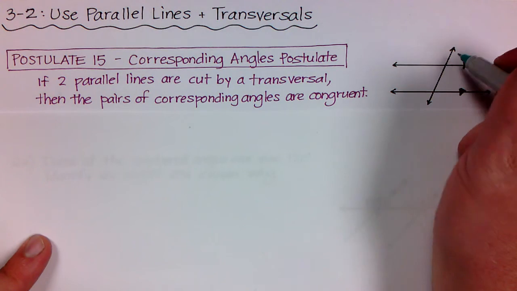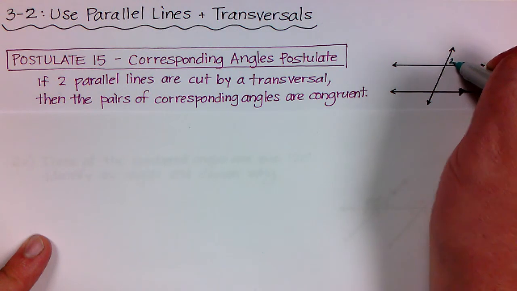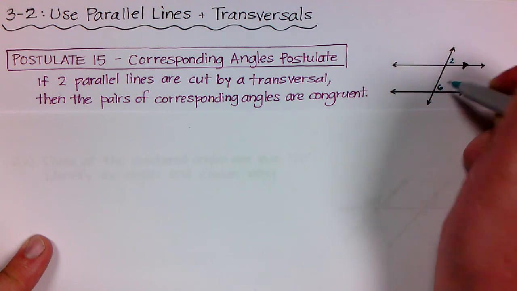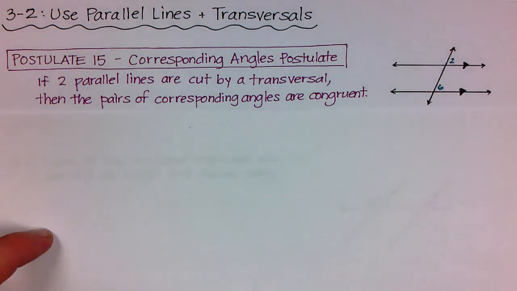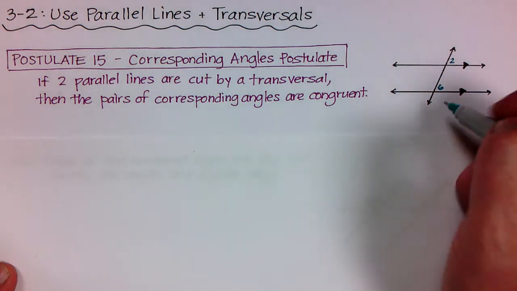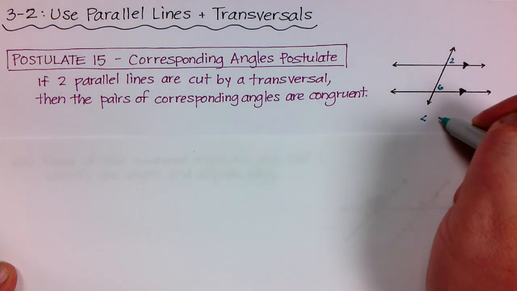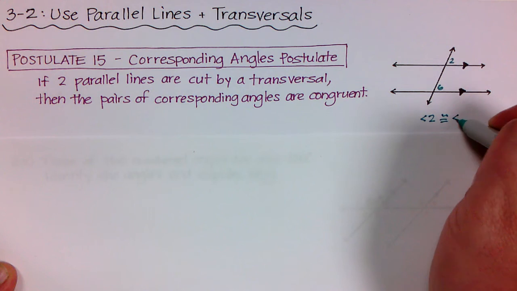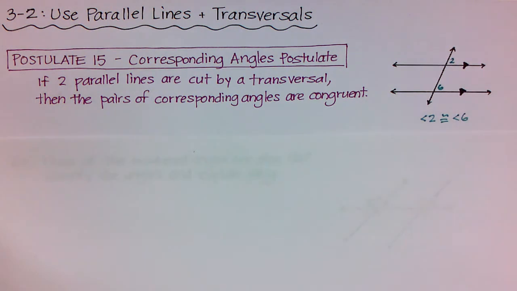It's kind of like a little extra arrow. And let's say that I have angle 2 and 6, just as some examples. Those are both corresponding angles. And what we're told from this postulate is that those angles should be congruent. So angle 2 should be congruent to angle 6. Likewise, other corresponding angles in this diagram are also congruent to one another as well.